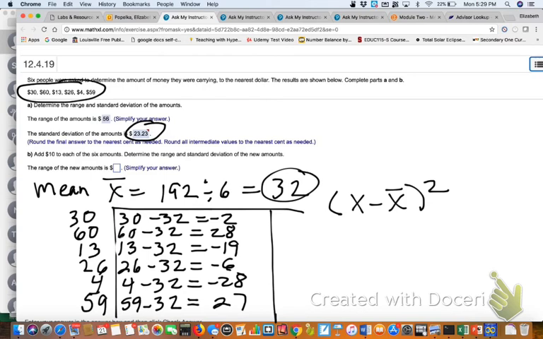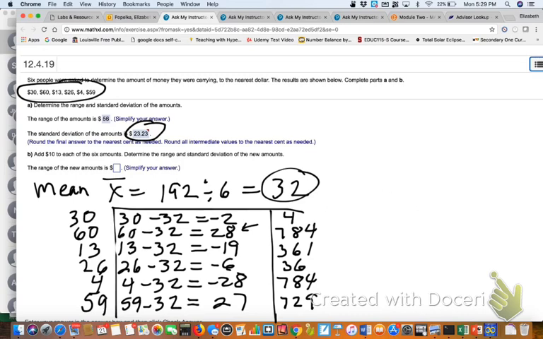So I'm going to do those very quickly. So 2 squared, of course, is 4. 28 squared is 784. -19 times -19 is 361. -6 times -6 is 36. -28 times -28 is 784, the same way that +28 times +28 is 784. And 27 times 27 is 729.